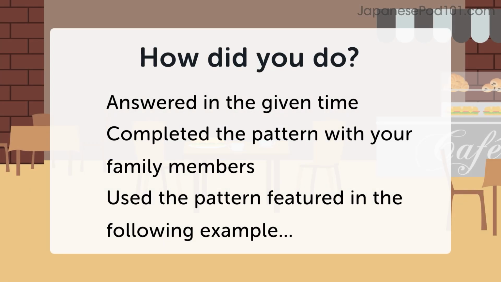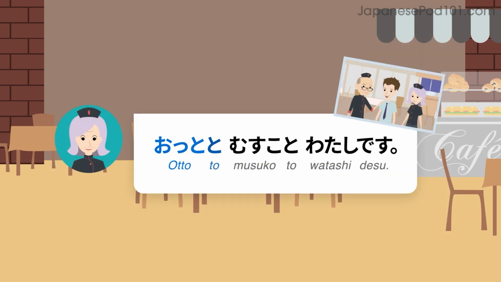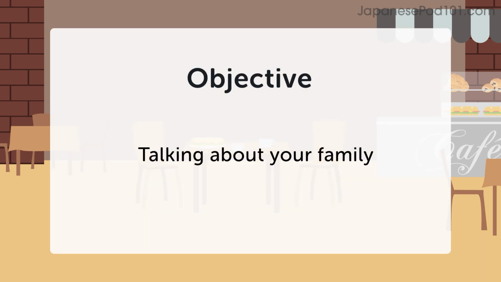How did you do? You can consider this practice exercise successful if you were able to answer in the given time, completed a pattern with your family members, and used the sentence pattern featured in this example. 夫と息子と私です。Try this practice exercise again if you want to improve your fluency or skill in any of these areas.